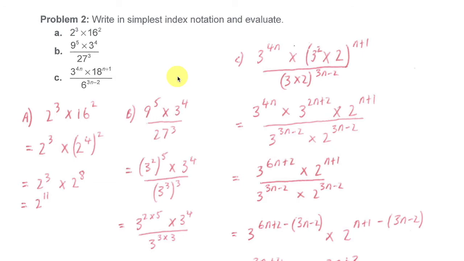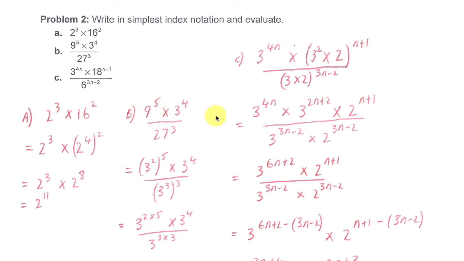Okay, so problem 2, more of the simplification. So I've got 2 to the power of 3 multiplied by 16 to the power of 2. The idea here is to try and get the bases to be the same and then put it in index form and then look at simplification. So 16 can be rewritten as 2 to the power of 4. Now if all of that is squared, it becomes 2 to the power of 4 times 2, which is 8. And now we've got 2 to the power of 3 multiplied by 2 to the power of 8, which is 2 to the power of 11.